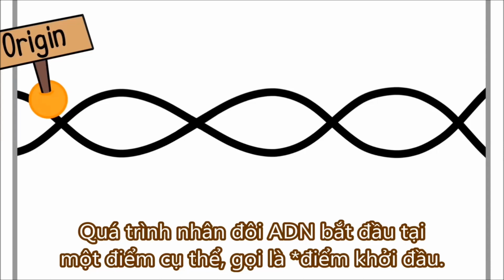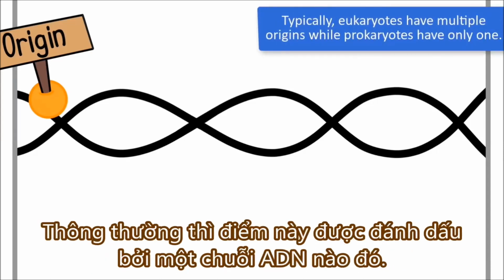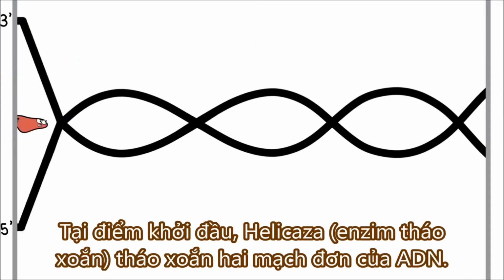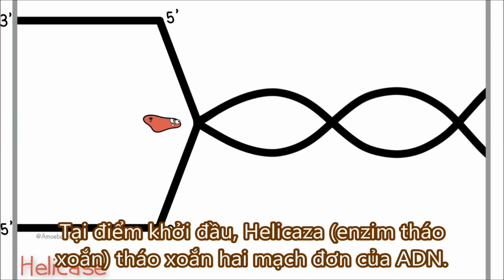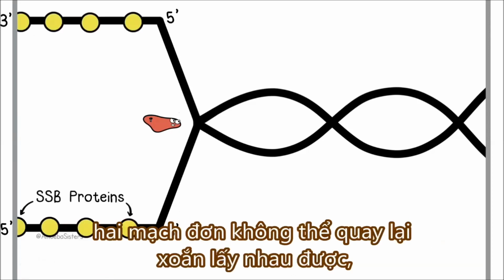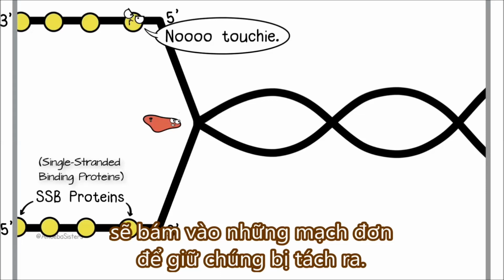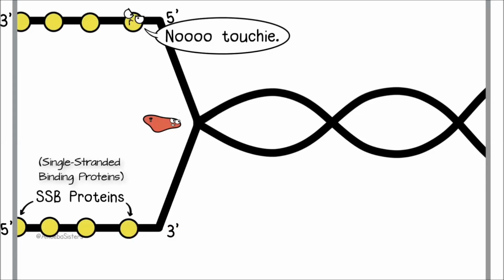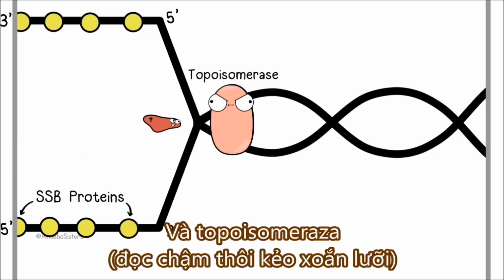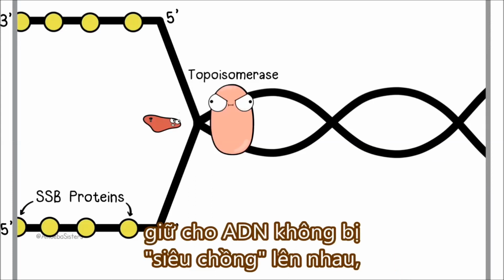DNA replication starts at a certain part called the origin. Usually this part is identified by certain DNA sequences. At the origin, helicase, the unzipping enzyme, comes in and unwinds the DNA. Here's the thing though, you don't want these strands to come back together. So SSB proteins, which stands for single-stranded binding proteins, bind to the DNA strands to keep them separated. And topoisomerase, I always have to slow down when I say that enzyme's name, keeps the DNA from supercoiling.